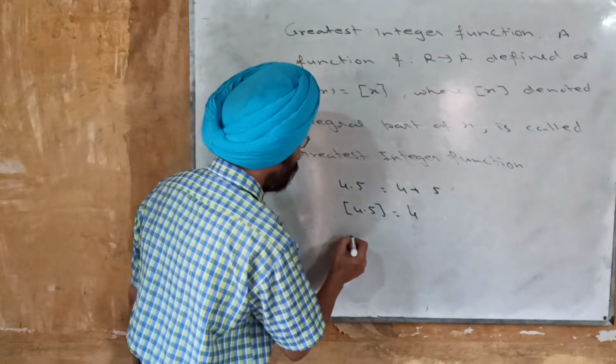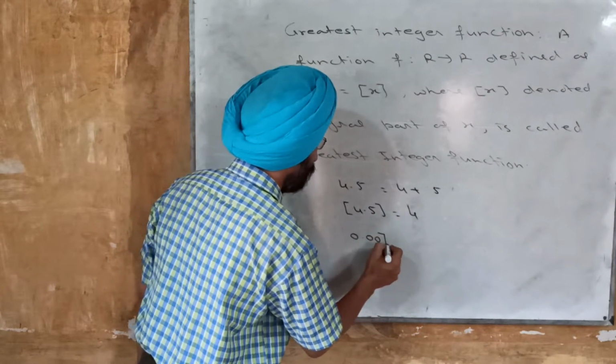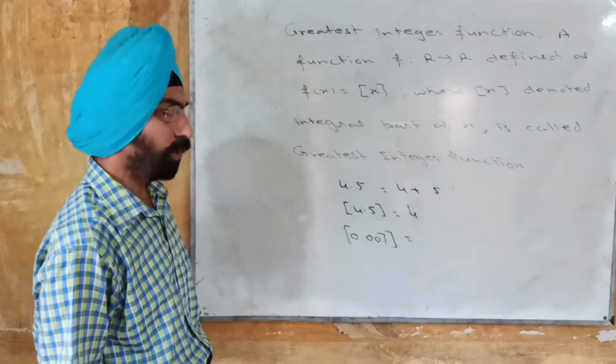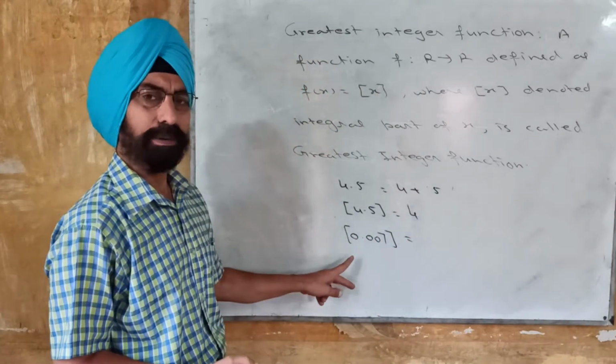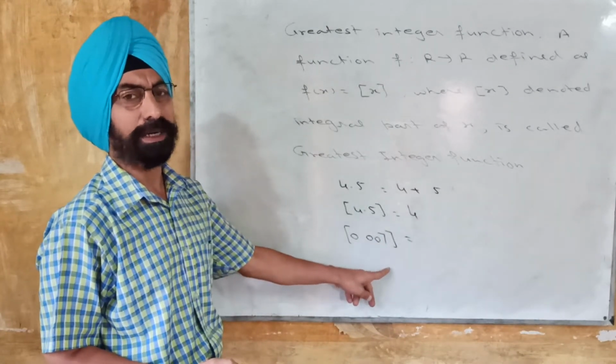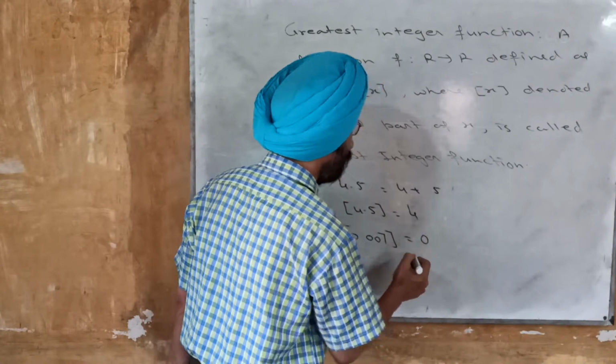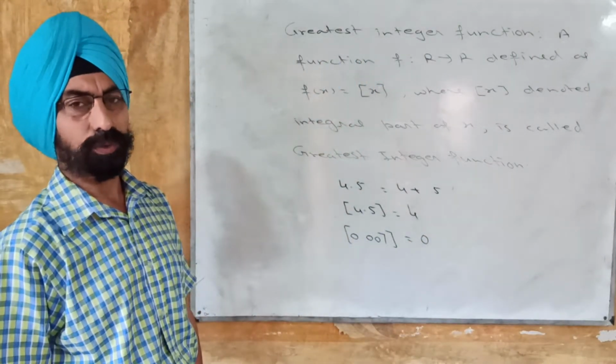Similarly, if you write 0.007, box of this number, again it has two parts. One is the integral part, that is 0, and the other is the fractional part, that is 0.007. So the value of box is the integral part, that is 0.